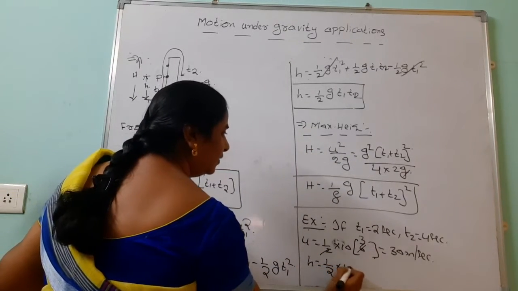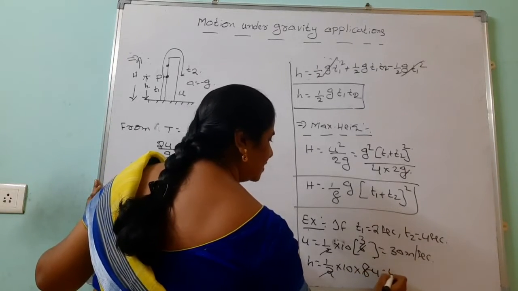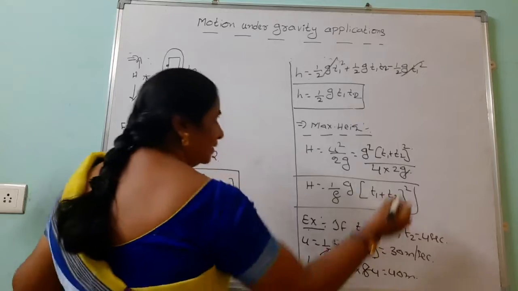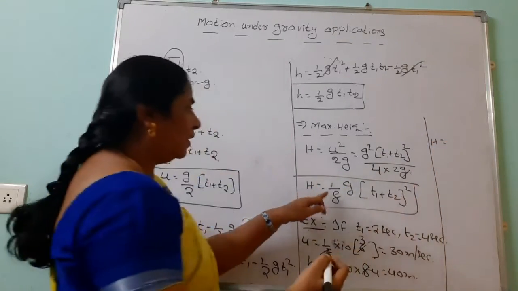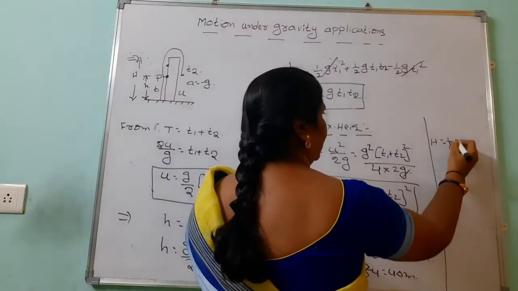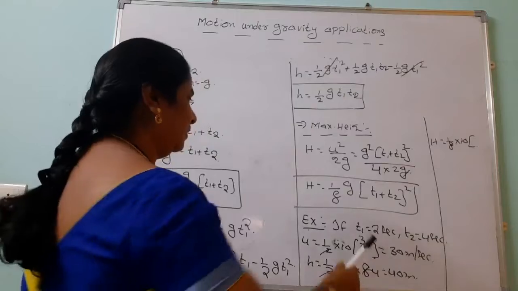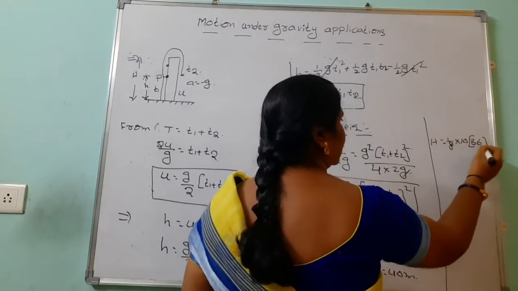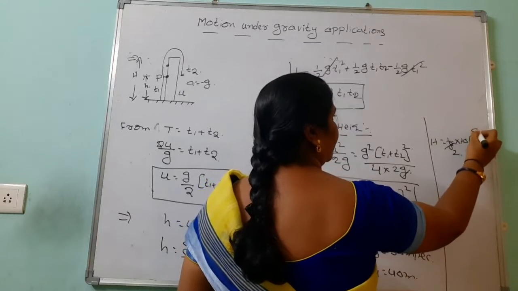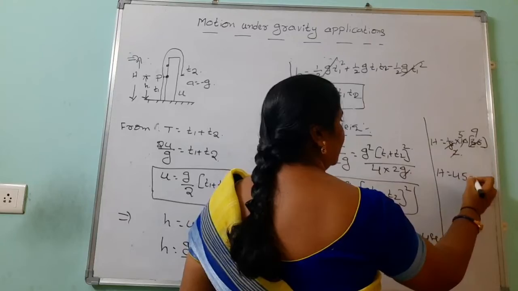Then the height of P from the ground is h equals half into 10 into t1 t2, which is 8. This is 40 meters. Then capital H equals 1 by 8 into 10 into t1 plus t2 whole square. t1 plus t2 is 6, and 6 whole square is 36. So H equals 45 meters.